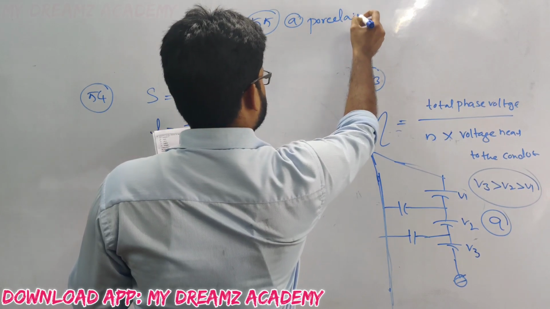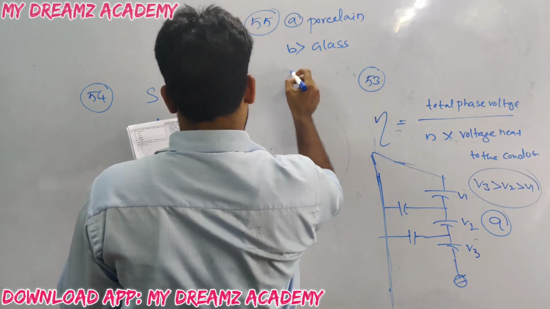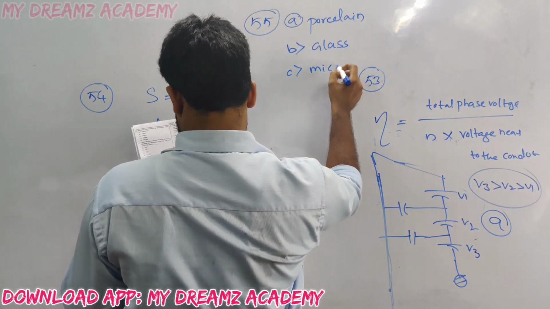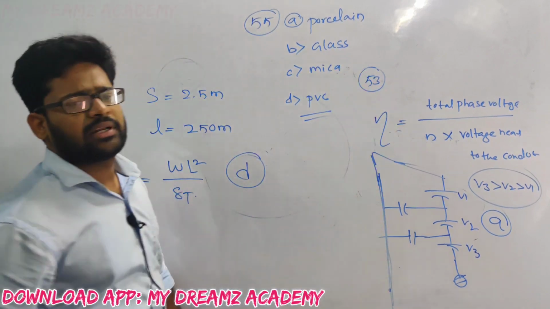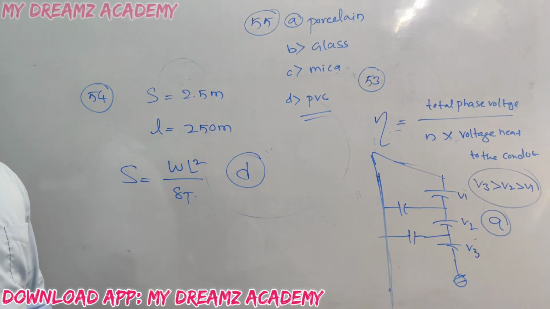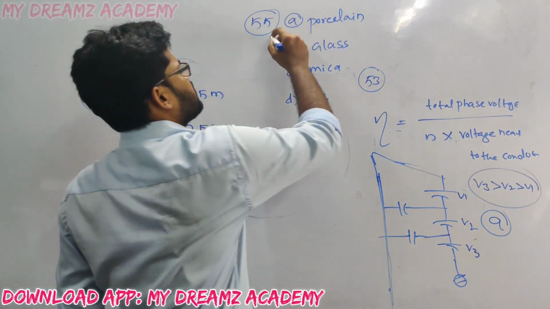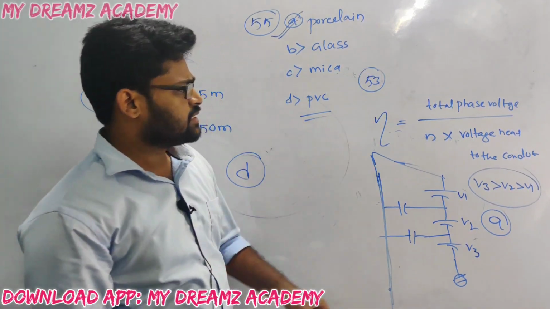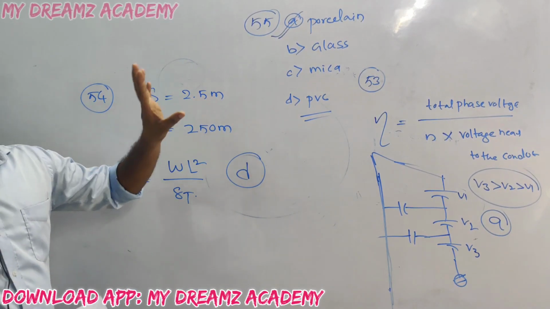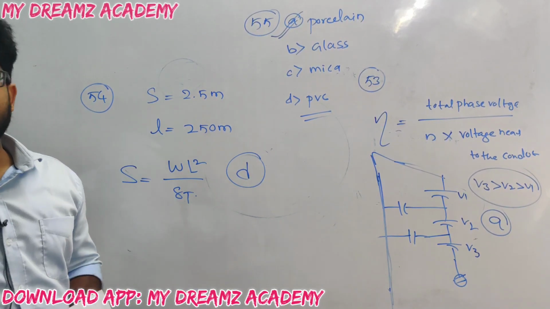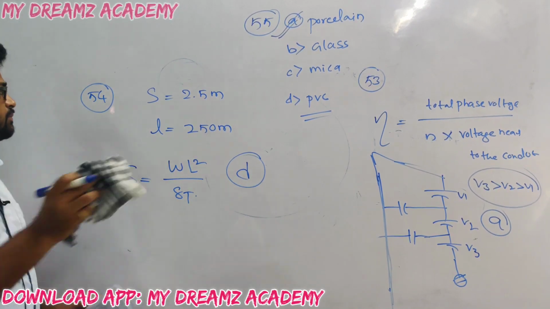Option B, that is glass. Option C, that is mica. Option D, that is PVC. So the most commonly used material for insulators is porcelain. Even disc type insulators are made with porcelain material only, and pin type insulators also are made with porcelain material only.